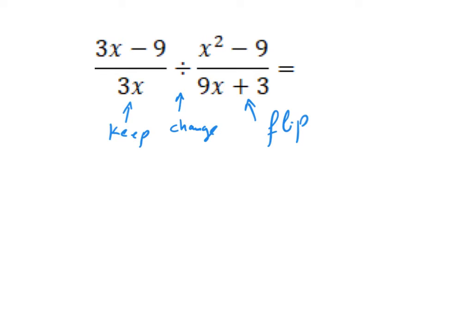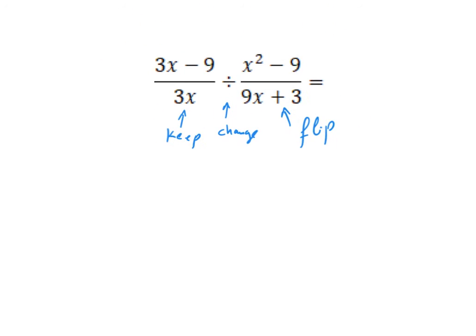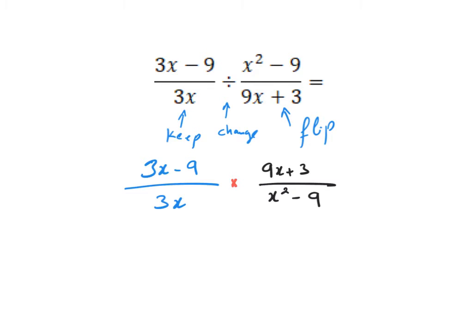So we're going to keep the first one, which is 3x minus 9 over 3x. And we're going to change the division to multiplication. So division will be changed to multiplication, right? So we're going to multiply here, and we're going to flip the second fraction, which will be 9x plus 3 over x squared minus 9, right?